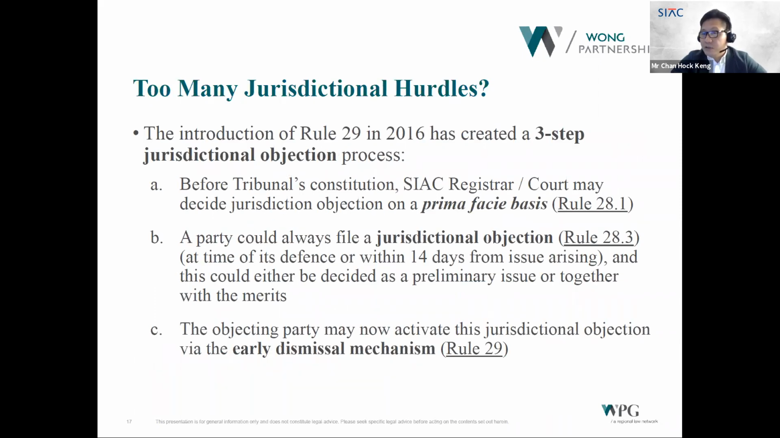One of the issues that's been critiqued was that once you introduced this Rule 29, a party objecting to jurisdiction now has 3 bites of the cherry. They can complain under Rule 28(1). They always could file a jurisdiction objection under Rule 28, and that's 14 days from the defense or from the issue arising. And this could be decided either as a preliminary issue or together with the merits. And now they have this new objection under Rule 29. So in effect, it's 3 bites of the cherry. Next slide.